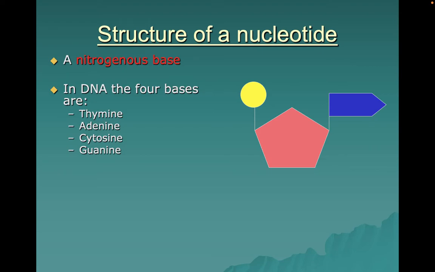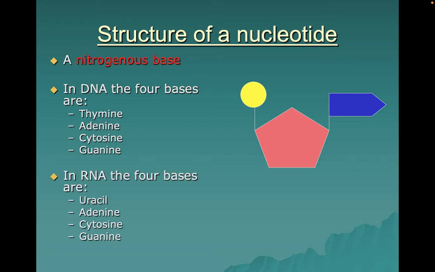And in RNA, they're very similar apart from one difference. Instead of thymine, you have a different base called uracil, again often abbreviated to just a capital U. So these are the variations in bases you're allowed to have in DNA and RNA.